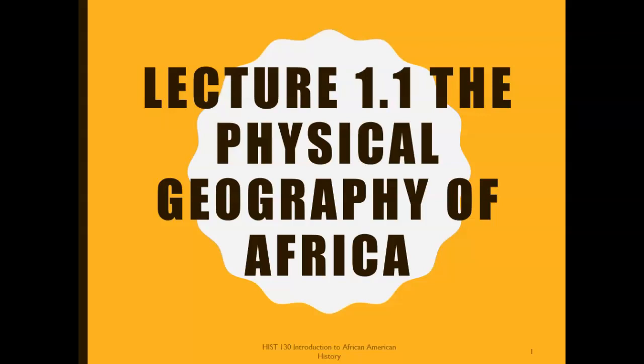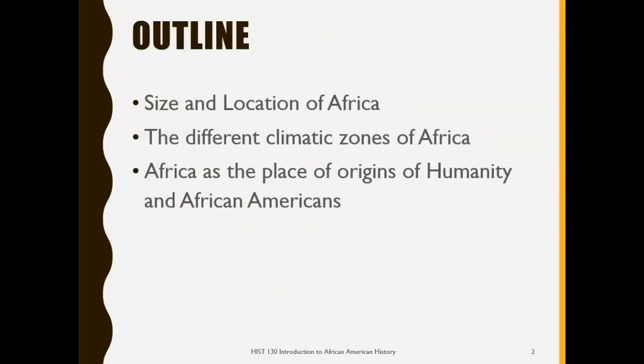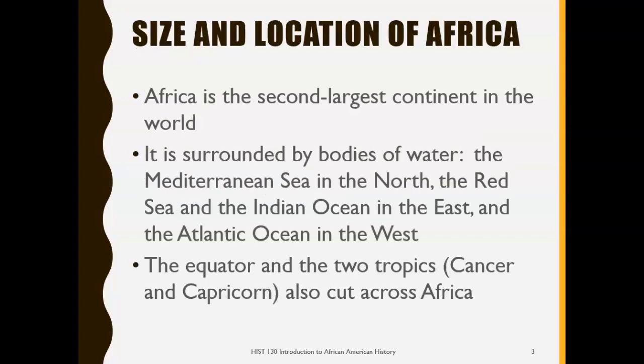Hello students, welcome to this lecture 1.1, the physical geography of Africa. In this lecture we will talk about Africa, its size and location, the different climatic zones in Africa, and we will finish with Africa as the birthplace of humankind, as well as the place of origins of all African Americans.